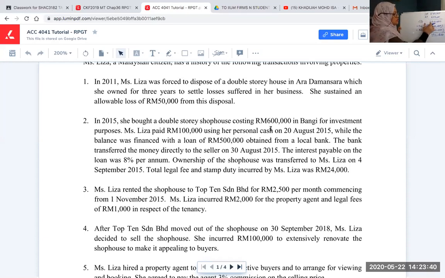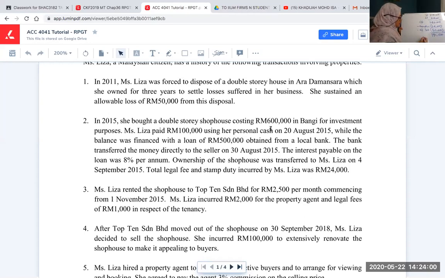Initially, chargeable gain is 246,000. But because you had the exemption 10,000 or 10%, whichever is higher, and then you also had the losses from the previous year, so you use the losses too to reduce your chargeable gain. So rather than pay tax on the 246, you only have to pay tax on 171,400.